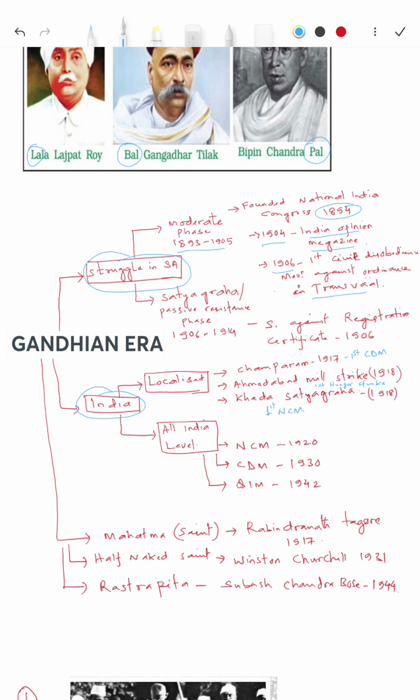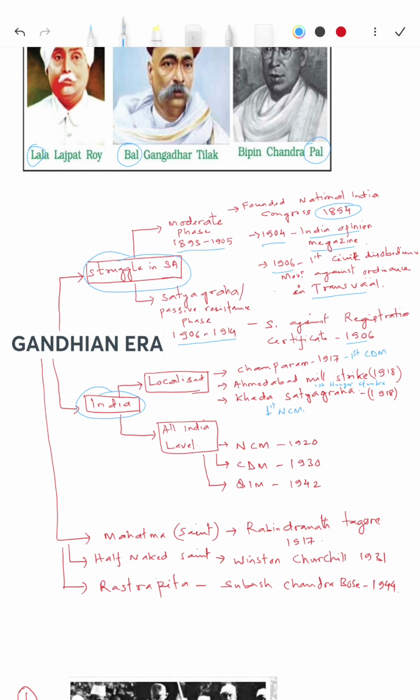And in the second phase, also called the Satyagraha or the passive resistance phase, which is from 1906 to 1914, the first one is the Satyagraha against the registration certificate in 1906. And when he came to India, it can be categorized in this way.